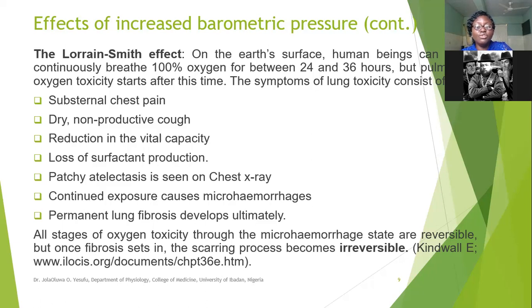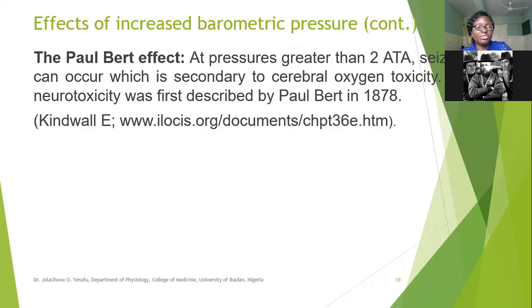And then if you are continually exposed to 100% oxygen, you could have microhemorrhages, okay? And then lastly, what is called permanent lung fibrosis. Through all the stages of oxygen toxicity, it can be reversed. But once it gets to fibrosis, it's an irreversible process. The scarring process is irreversible. It can never be reversed. So you can see the effect of breathing in 100% oxygen for more than 36 hours.